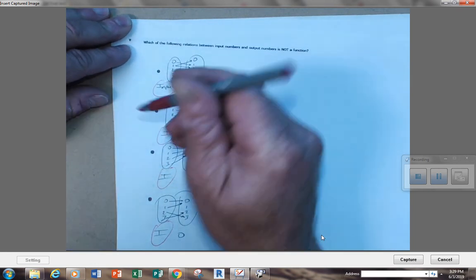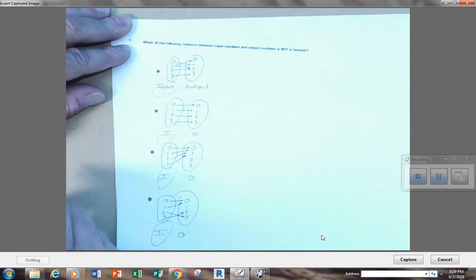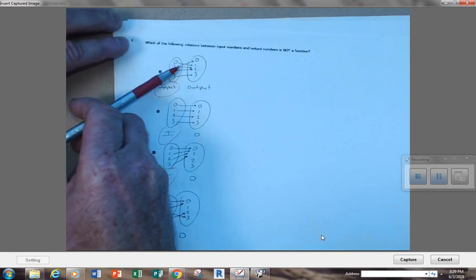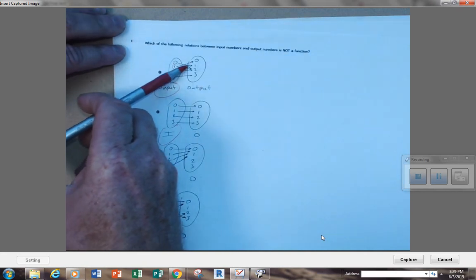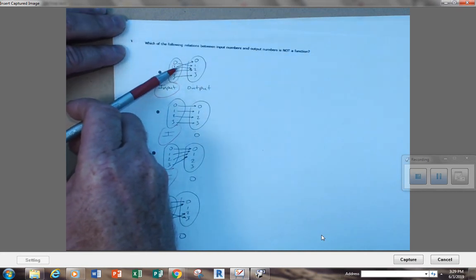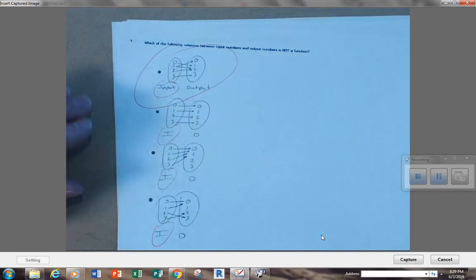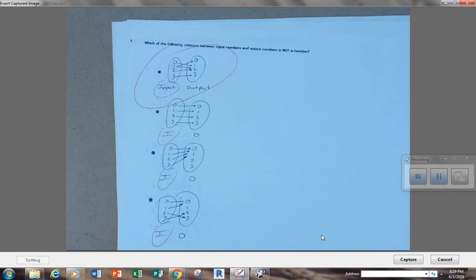But when I look at this guy right here, that 1 has 2 arrows shooting out of it. That's what makes this a non-function. Cannot have a number 1 input pointing to 2 different outputs. So that one is not a function. The sixth word is way, not y. Way. Good luck.